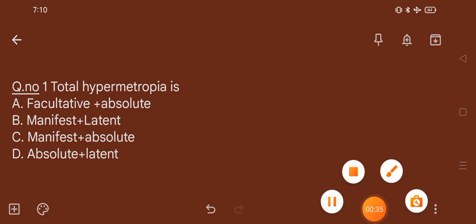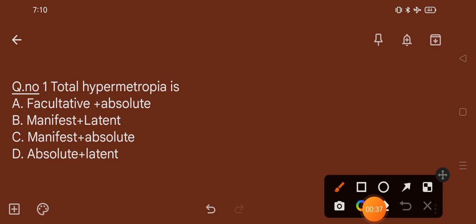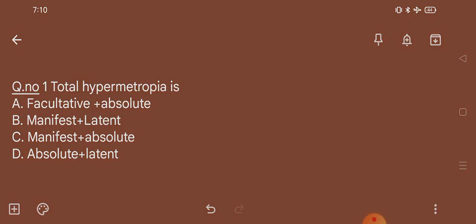Part first. Question number first: total hypermetropia is option A, facultative plus absolute; option B, manifest plus latent; option C, manifest plus absolute; and option D, absolute plus latent. The correct option is option B, that is manifest plus latent.